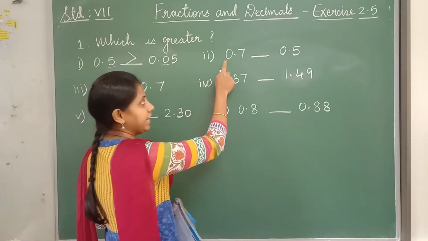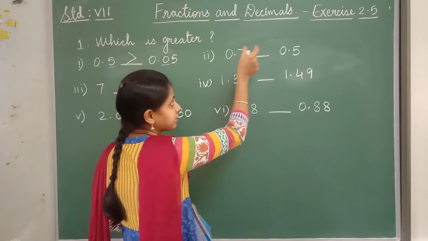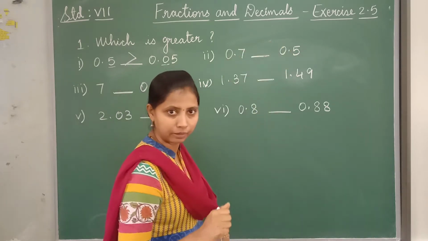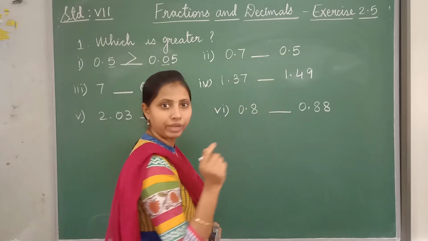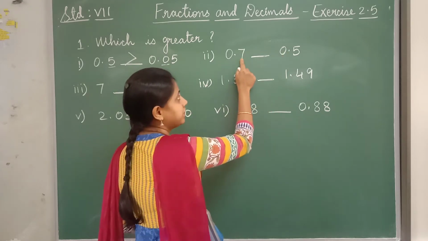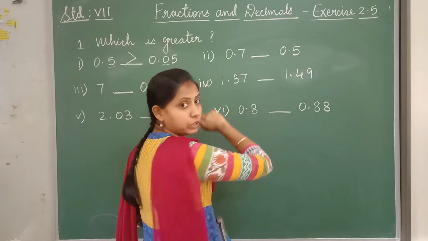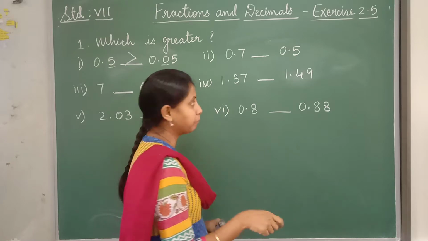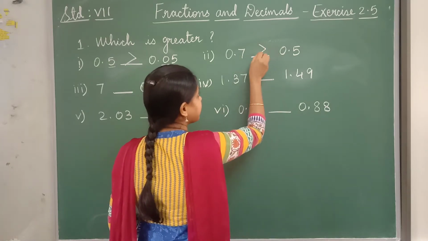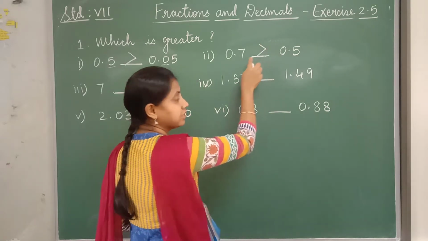Okay, now see the second example. In the second one you have to find whether 0.7 is greater or 0.5 is greater. Now before the decimal point both are 0, so we cannot compare. Go for the next digit after the decimal point. Here is 7, here is 5. So which one is greater children, 7 or 5? Yes, 7 is greater. So therefore 0.7 is greater than 0.5. You have to always use the symbols.